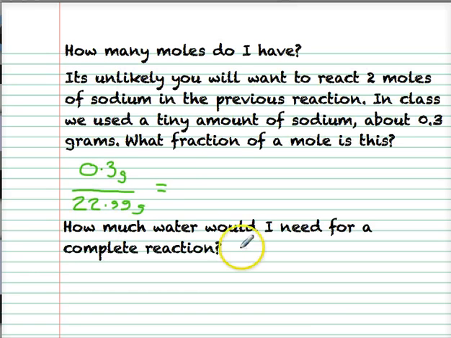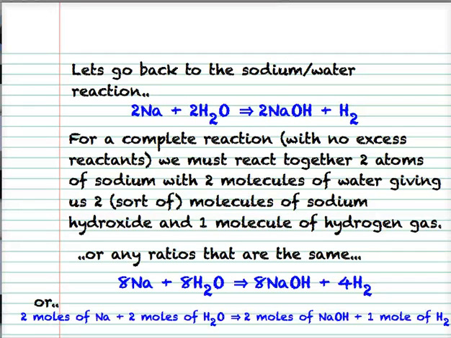Let's write that down. 0.013, and the shorthand we use is just mole. So 0.013 mole of sodium in our reaction. So how much water would I need for a complete reaction? Well, if we think back to the equation, let's just flick back. We can see that we need 2 moles of sodium and we need 2 moles of water. So we need the same number of moles of water as we do sodium.